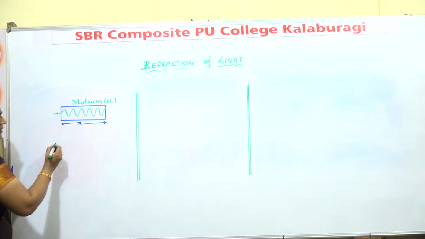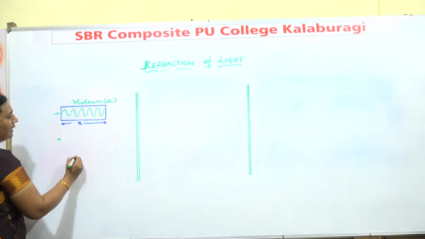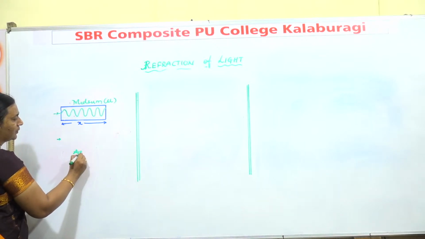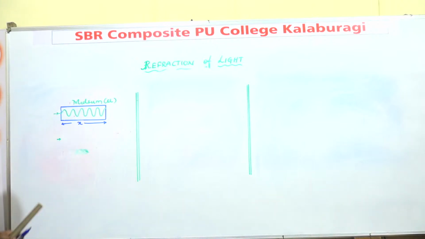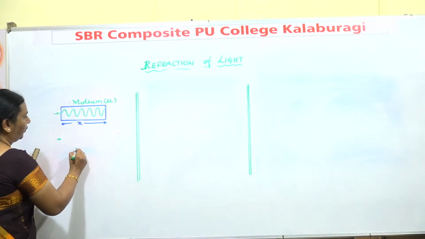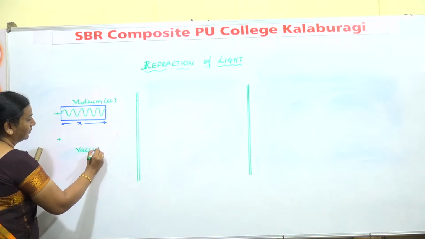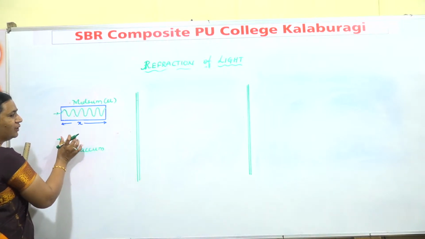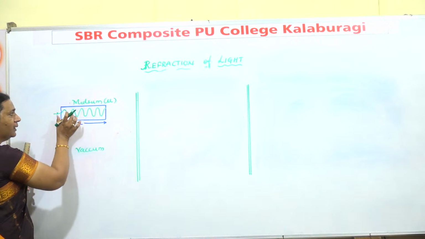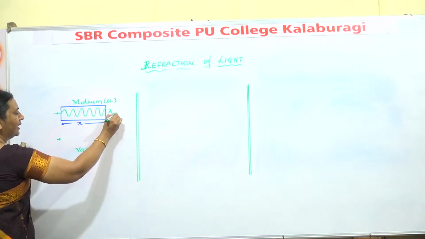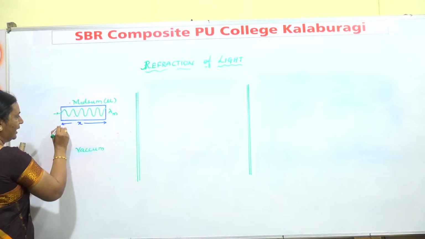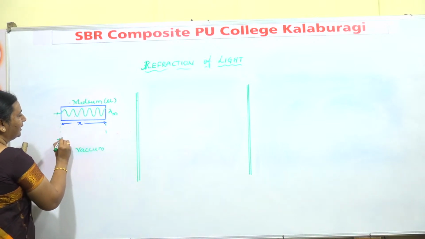But the same x distance, if the light has to travel in air or vacuum, let me take it as vacuum, then what are you going to observe? The wavelength will be more compared to here. So let me call the wavelength here as lambda in medium. In the same distance, if you take vacuum, the wavelength will be large.